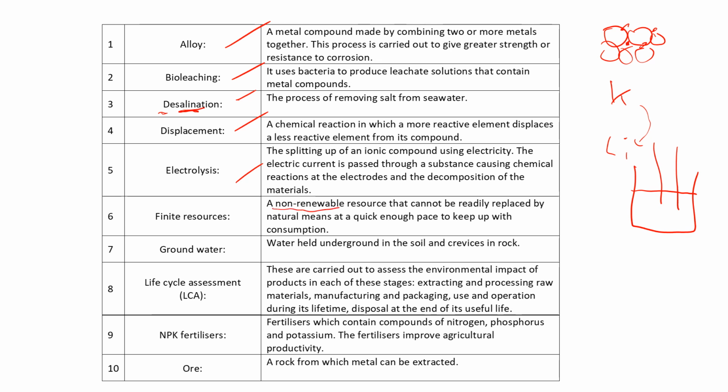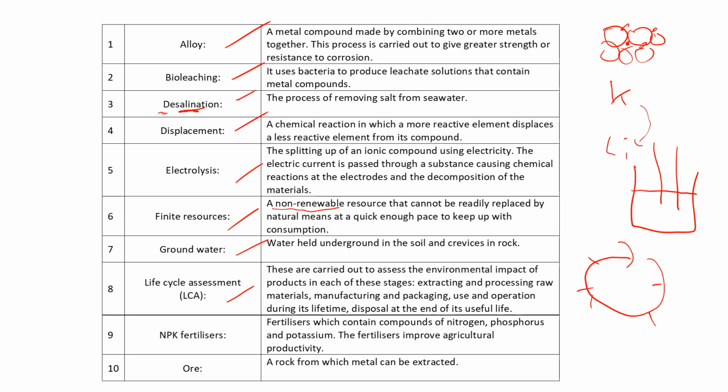Non-renewable, which means we can't renew it again. That cannot be readily replaced by natural means at a quick enough pace to keep up with consumption. Finite resource. Water held underground in the soil and crevices and rocks. Groundwater. These are carried out to assess the environmental impact of products in each of these stages: extracting, processing raw materials, manufacturing, packaging, right? So you have kind of like this cycle that goes round with different stages as it goes round. Disposal at the end of its useful life. Life cycle assessment. Okay, paper bags, plastic bags, it's kind of the key one.